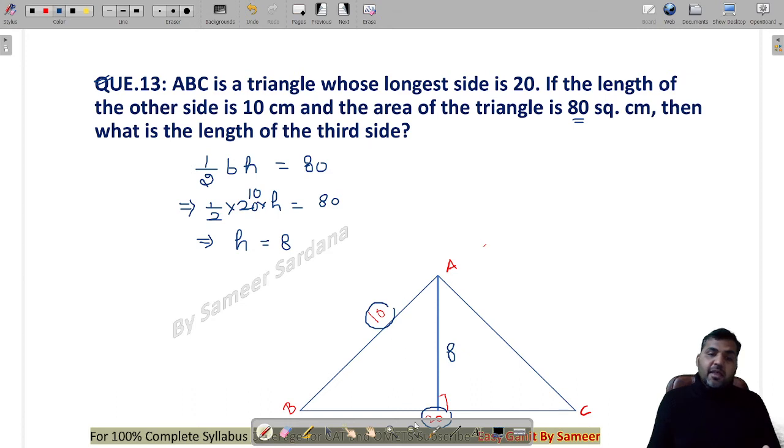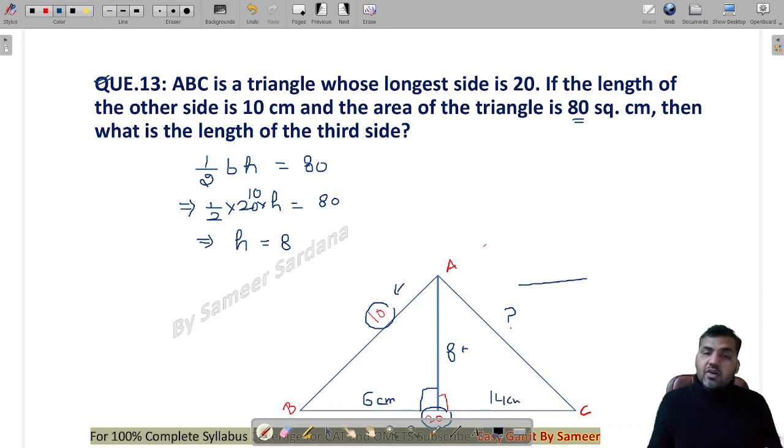Now see guys, now because this is an altitude, can I say this will be a right angle triangle? Now what we are supposed to find out is the length of the third side. This is the length that we need to find out. Guys, can I apply a triplet here? This is 10 centimeter, this is 8, so straight away you can say that this would be 6 centimeter using Pythagoras theorem. Now the whole length is 20, this is 6, then this would be 14 centimeter.